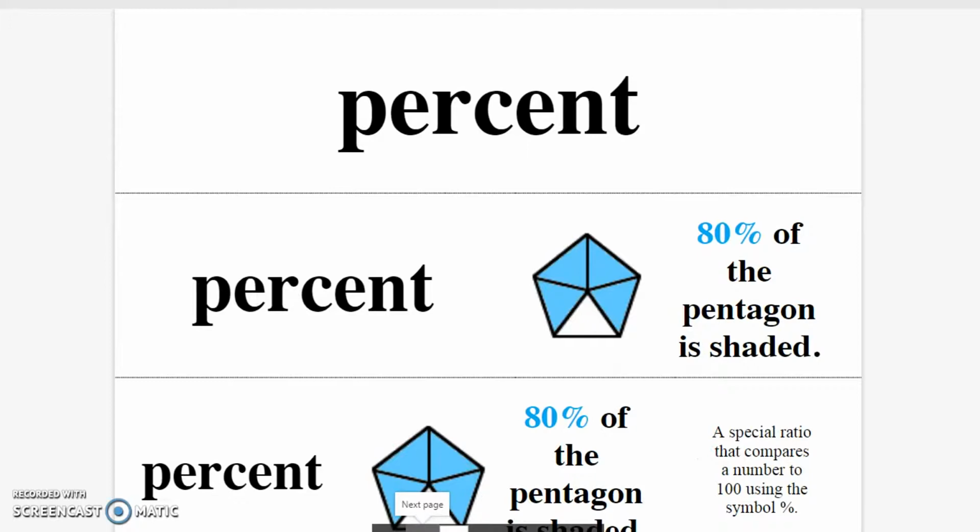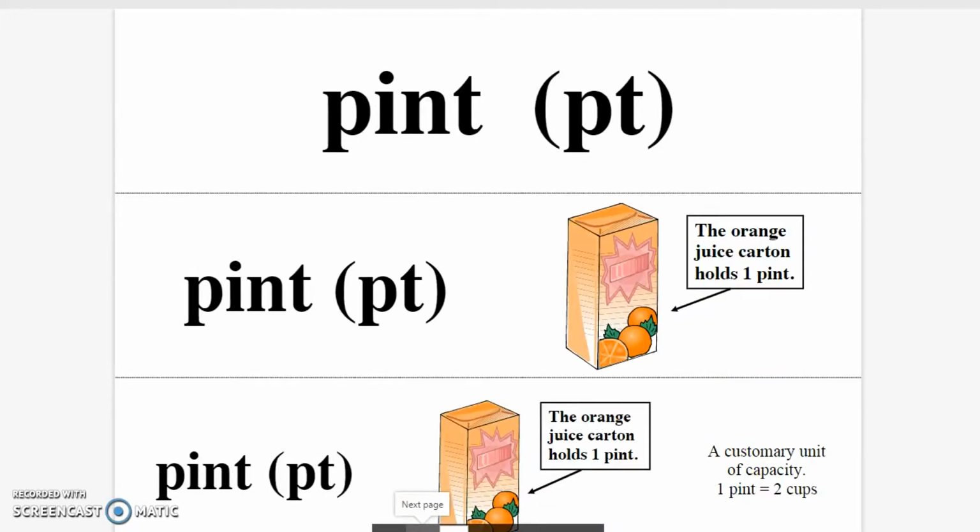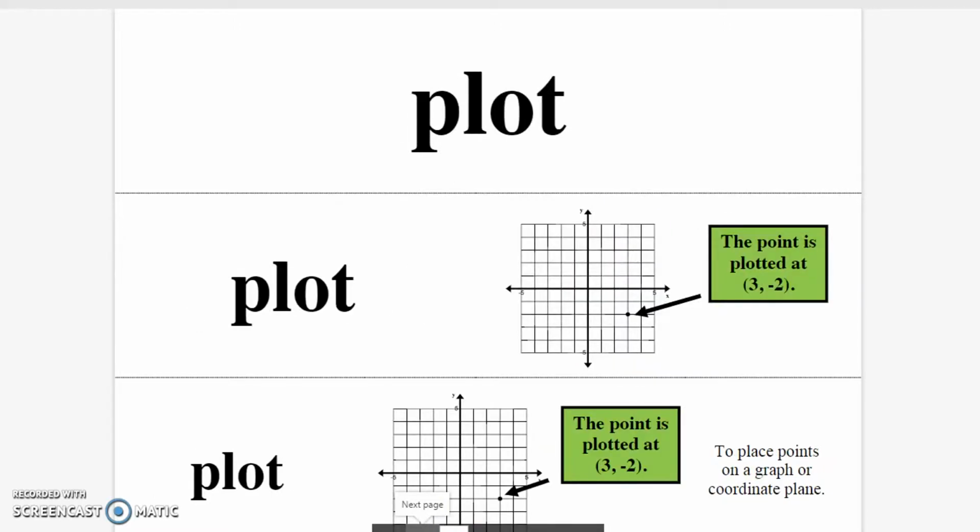Percent. A special ratio that compares a number to 100 using the symbol percent. Pint. A customary unit of capacity. 1 pint is 2 cups. Plot. To place points on a graph or a coordinate plane.